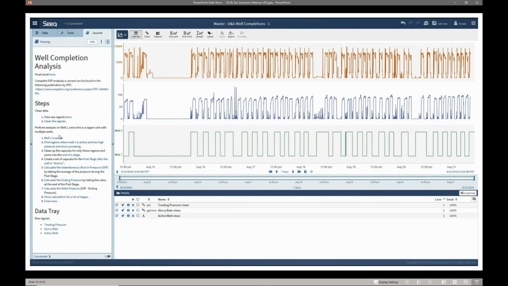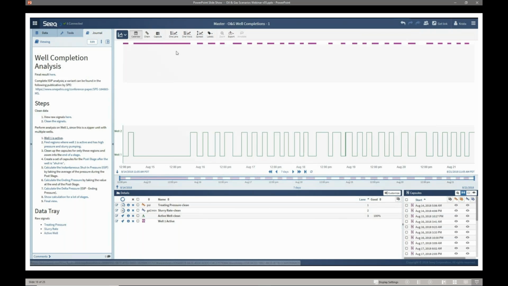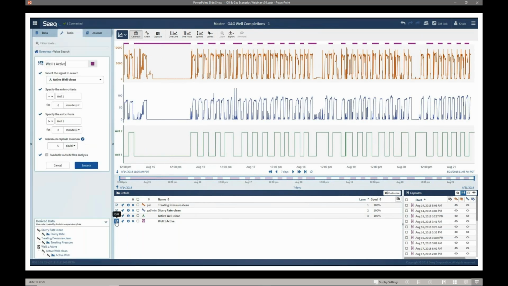Our next step is to determine when well 1 is active and focus our analysis on well 1 to start. I have found these periods in time as indicated here at the top of the screen by the bars, and I've done this using Seeq's value search. So I'm looking for well 1 active. I'm able to search my active well clean signal for those periods when it's equal to well 1.